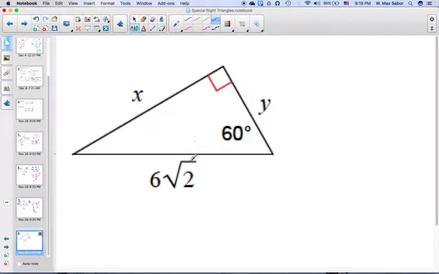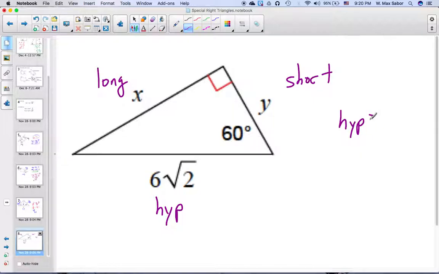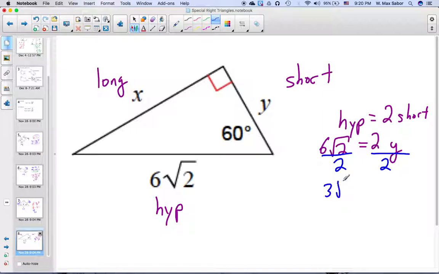Last one. If we have this, well, this is the hypotenuse. 60 is across from the long side, and y is across from the short side. From the hypotenuse, one of the rules for a 30, 60, 90 is the hypotenuse is 2 times the short side. So I'm going to say 6 square roots of 2 is 2 times y. Now if I divide by 2 on both sides, I get 3 square roots of 2 is y.